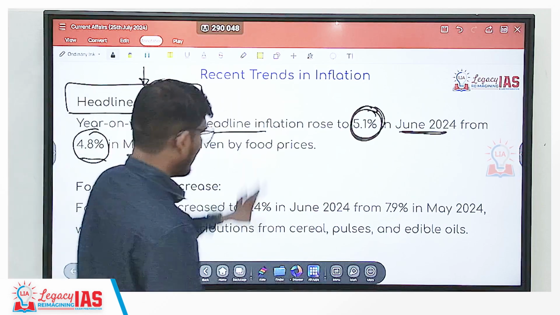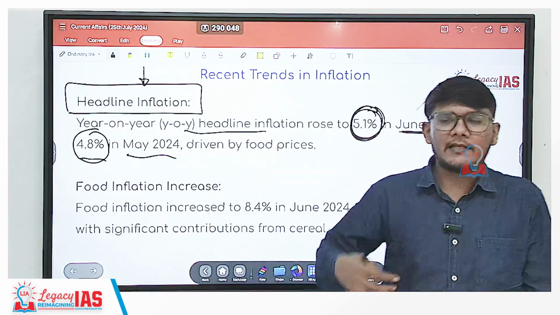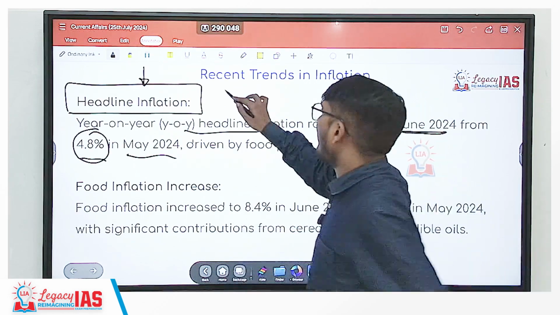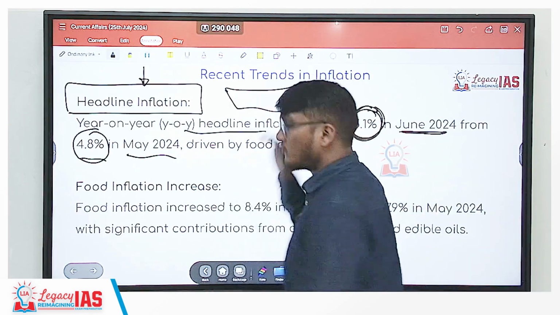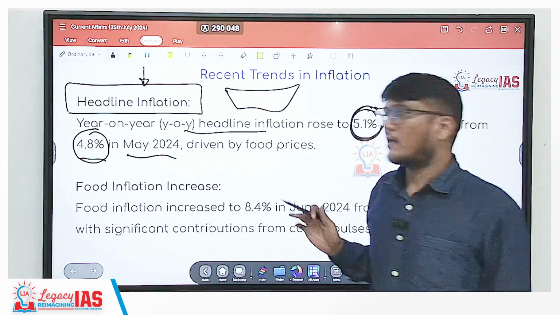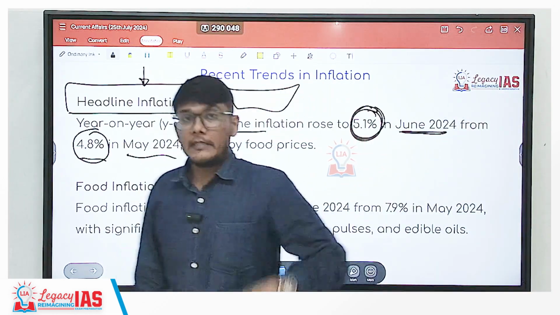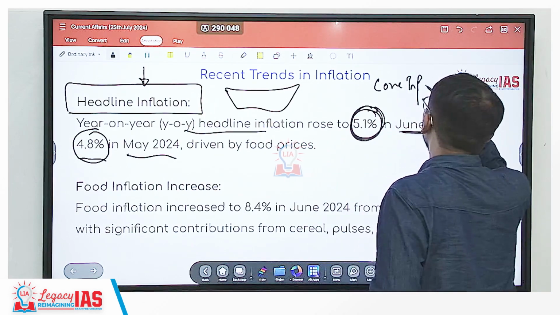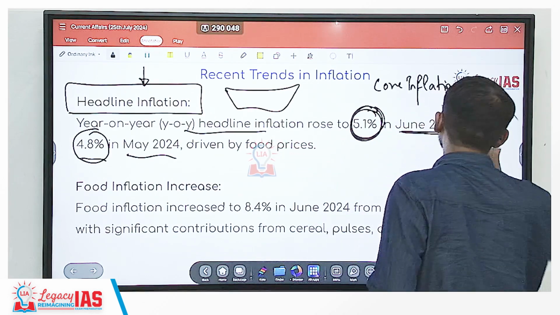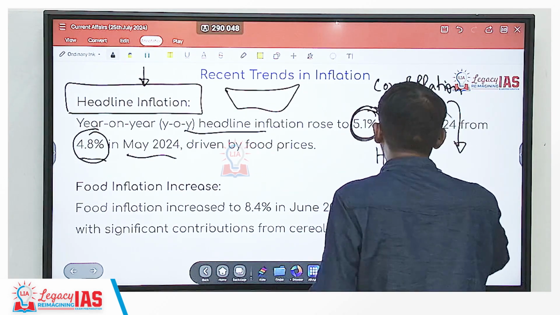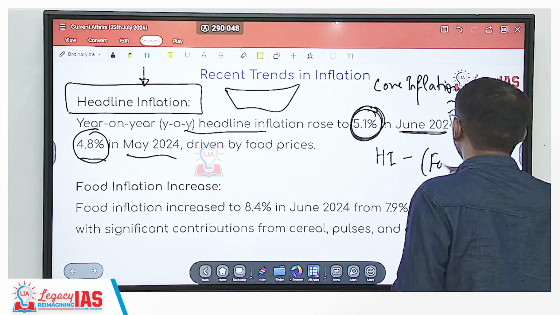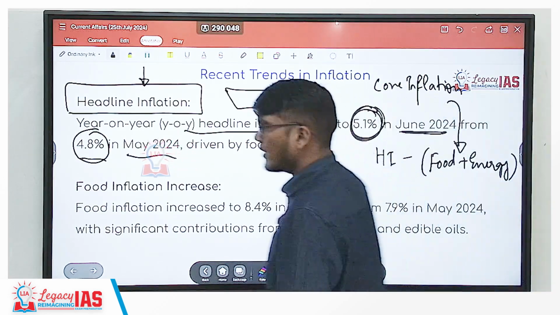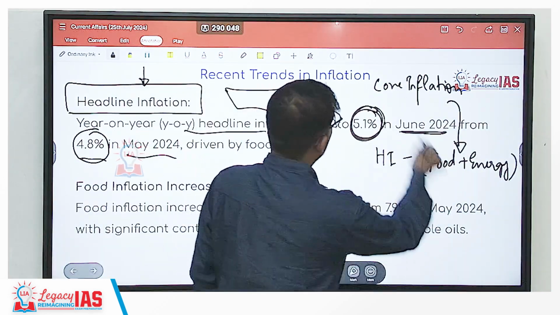Now what is headline inflation? Whenever you calculate CPI, these indices, headline inflation is taken into account. It consists of a basket of goods and services which consists of food, energy, everything. That is headline inflation. There is another inflation which is core inflation. Core inflation is headline inflation minus the food and energy component. So you remove the food and energy component from the headline inflation and you will get the core inflation.